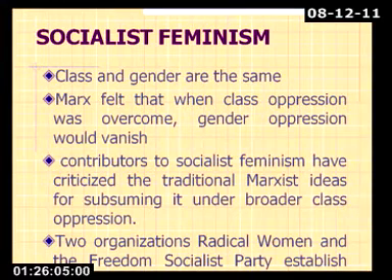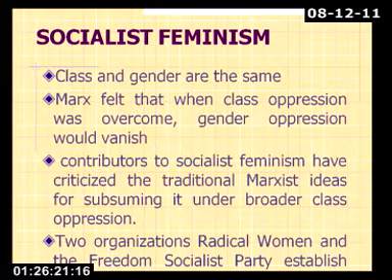Now, another of the extreme movements, the socialist feminism. How do these theorists define feminism? They say that class and gender are the same. They are units of exploitation. And Marx felt that when class oppression was overcome, the gender oppression would vanish automatically, because he felt class and gender are the units of suppression and oppression. Now, contributors to socialist feminism have criticized the traditional Marxist ideas for subsuming it under broad class oppression. They say class oppression is not the same as gender oppression. So, the traditional Marxists were criticized on this.